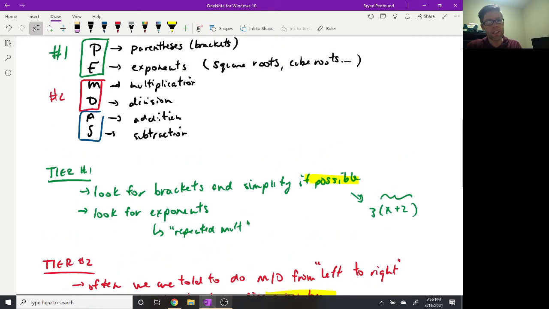Okay, and then finally we have tier number 3. That's our addition and subtraction operation. They're our lowest tier because addition is the fundamental building block of multiplication, right? So it has to be tier number 3, and that's why multiplication is tier number 2. Multiplication is the fundamental building block of exponentiation, which we'll talk about. That's why exponents are tier number 1.